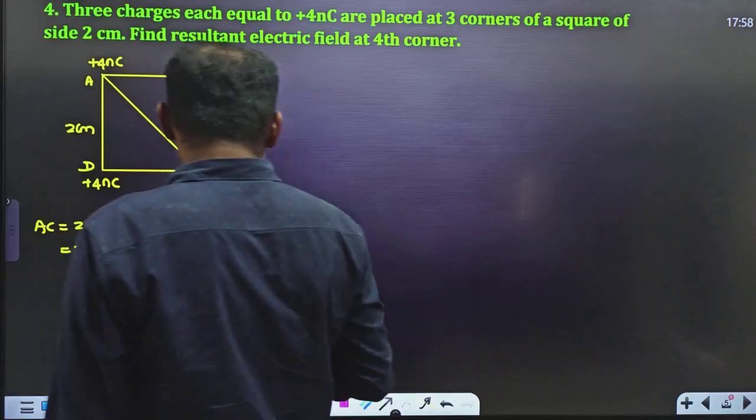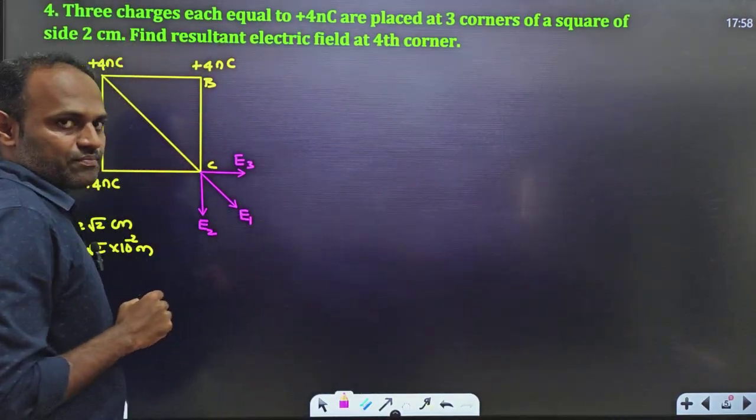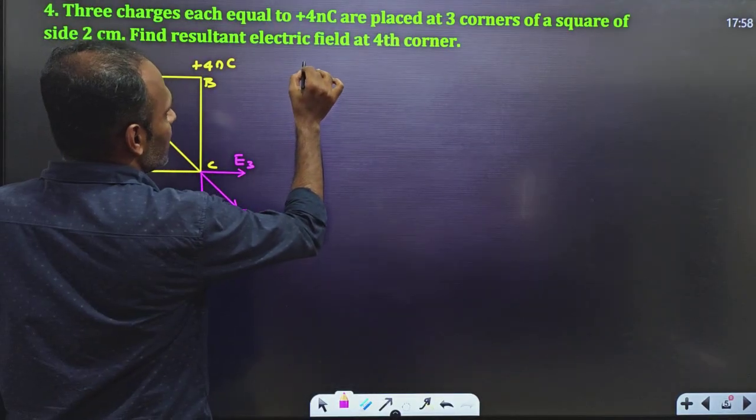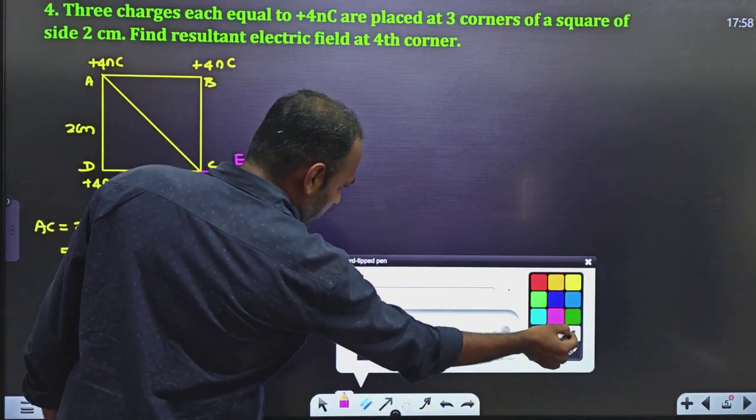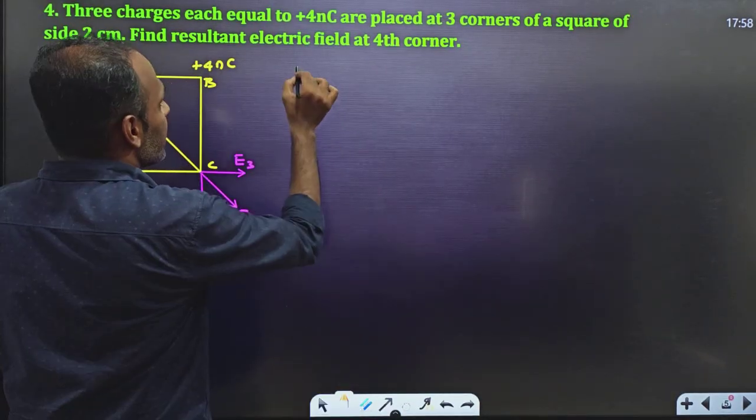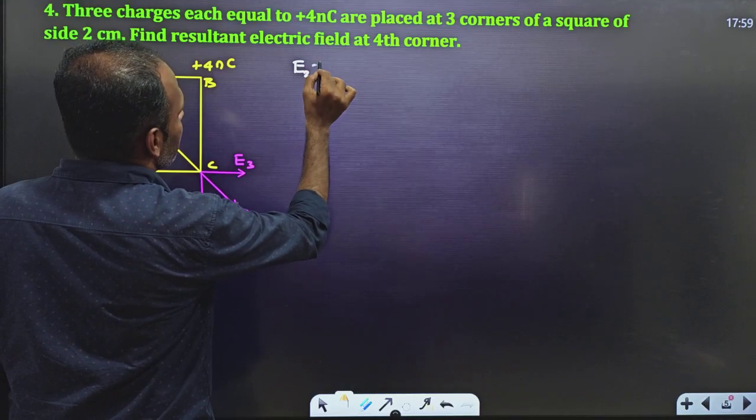So which two electric fields are equal then? E2 and E3 are equal. You can calculate these two together, since E2 is equal to E3.